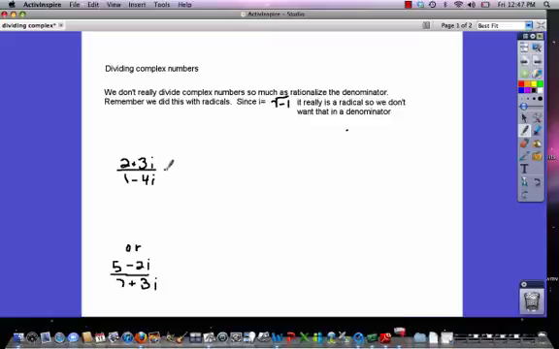So remember what we did with radicals is we multiplied by something called the conjugate. And the conjugate in this case is 1 plus 4i. Remember, it's exactly the same except the sign changes. So if the sign over on the left had been a positive, this would have been a negative.